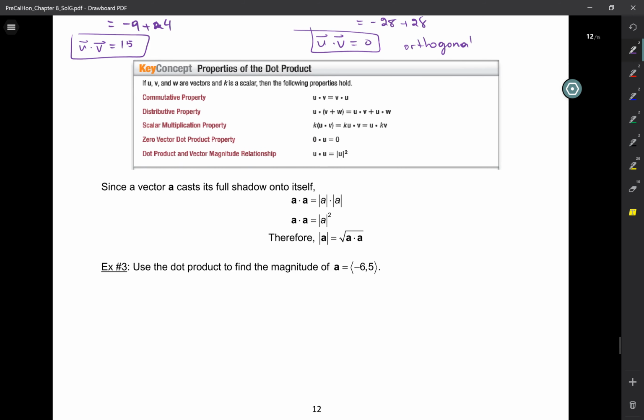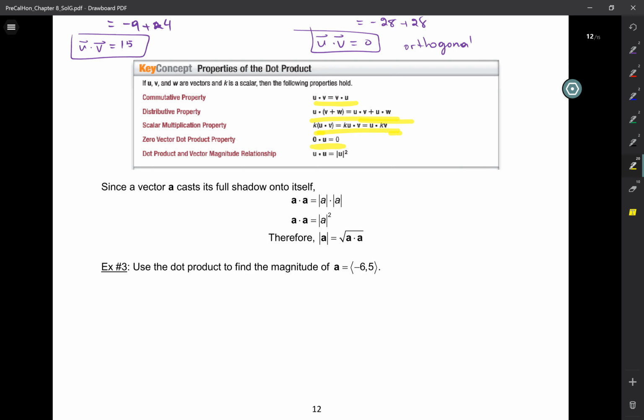Okay. Now, the vectors follow some of the same properties as scalars. For example, the commutative property: u dot v and v dot u are the same. The distributive property applies. Multiplying by a scalar, you can multiply any which way. If you have the zero vector dot another vector, you just get 0.